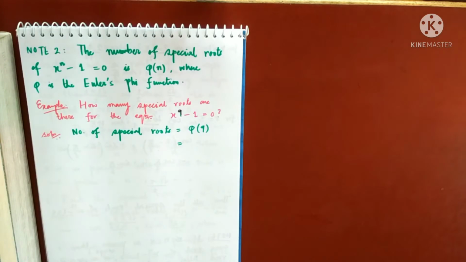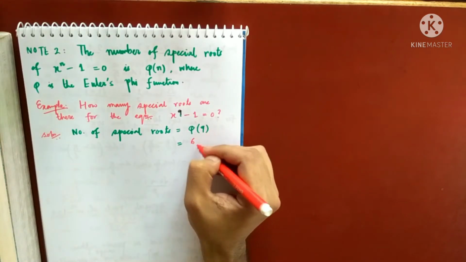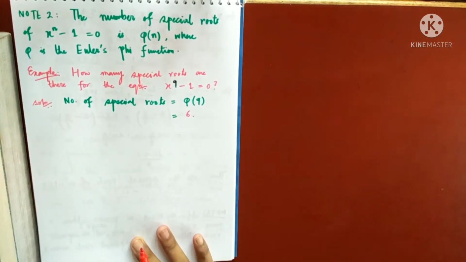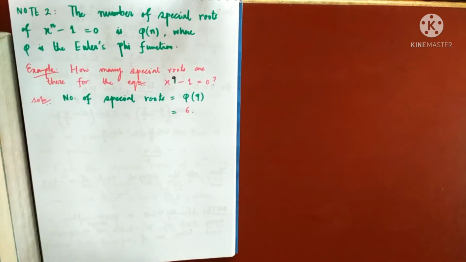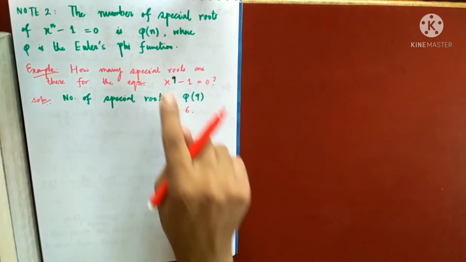Now you can calculate phi 9 manually also, like how many integers are there which are less than 9 and prime to 9. 1 is prime to 9, 2 is prime to 9, 3 is not, 4 is prime to 9, 5 is prime to 9, 6 is not prime to 9, 7 is prime to 9, 8 is prime to 9. So how many are there? 6 are there. So here I have calculated manually the number of special roots for this equation.